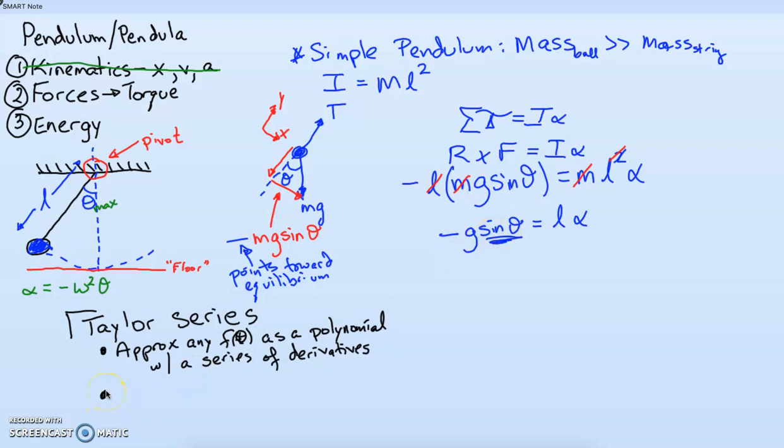For the sine function, sine theta is approximated as theta minus theta cubed over 3 factorial plus theta to the 5th over 5 factorial minus theta to the 7th over 7 factorial plus, and so on and so forth. The exponents go up by the odd numbers, and the factorials also go up by the same odd numbers.